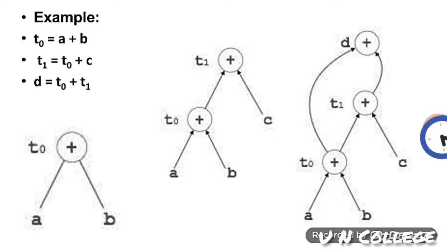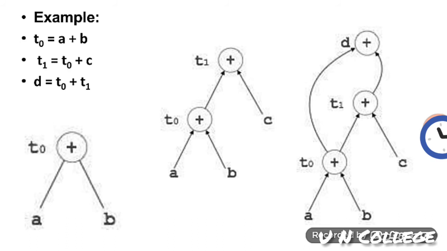You can see clearly that at the first step we have used T0 which is representing the plus symbol, and a and b are the children. At the second step I have used T1 which is representing the plus symbol, and the two children of T1 are T0 and c, and T0 is representing a plus b. In this way we are constructing the second step of the DAG.